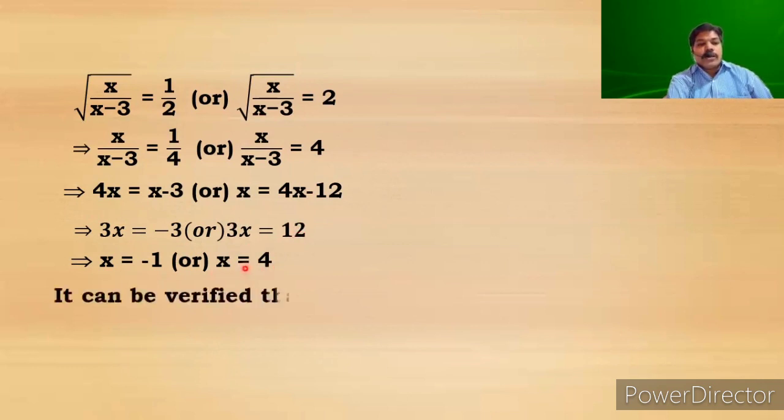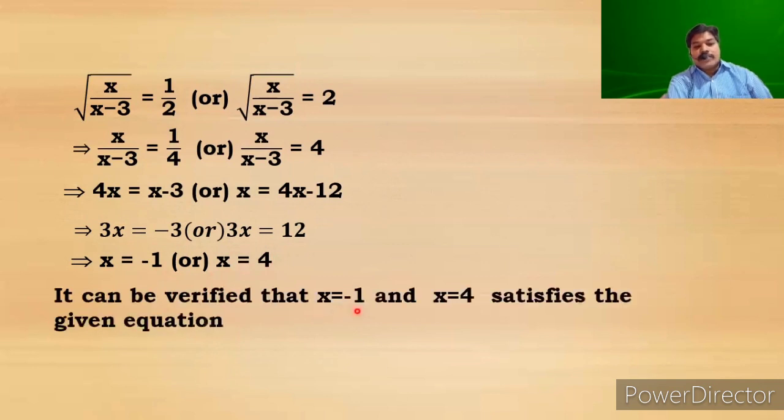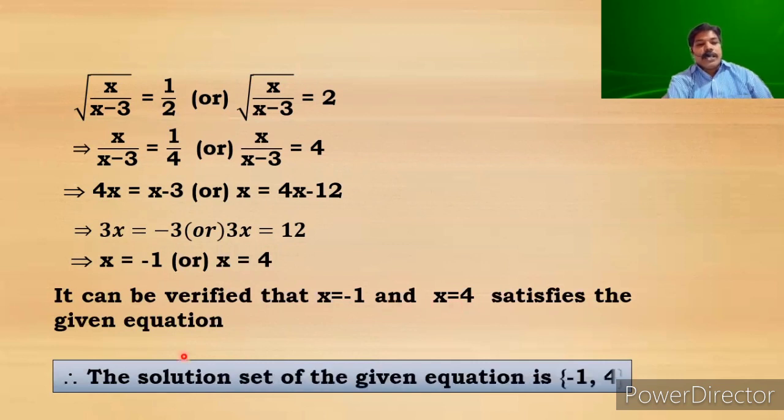So we can conclude that x = −1 and x = 4 satisfy the given equation. Just verify by yourself whether x = −1 satisfies the given equation or not, and also whether x = 4 satisfies it or not. Then we can declare that the solution set of the given equation is {−1, 4}. Are all understood, students? See the next question.